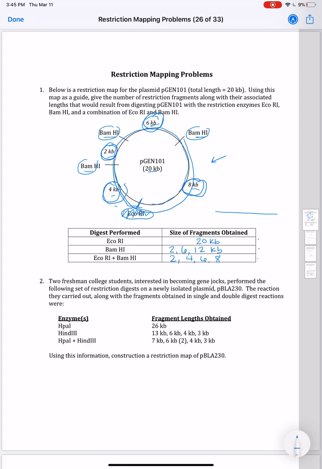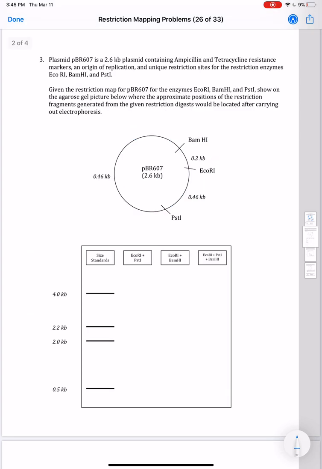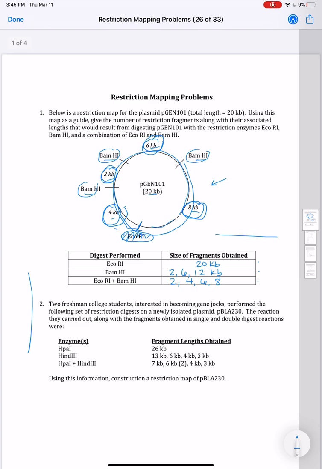All right. So on the next one, you are going to draw your own restriction map, given this information shown here. Now, there's not a great way to really tell you how to do that. Some of them are easier than others. AP is not usually known to give really hard ones, but there is one at the end that's a little bit harder. It's just kind of a puzzle. It's kind of a trial and error process.